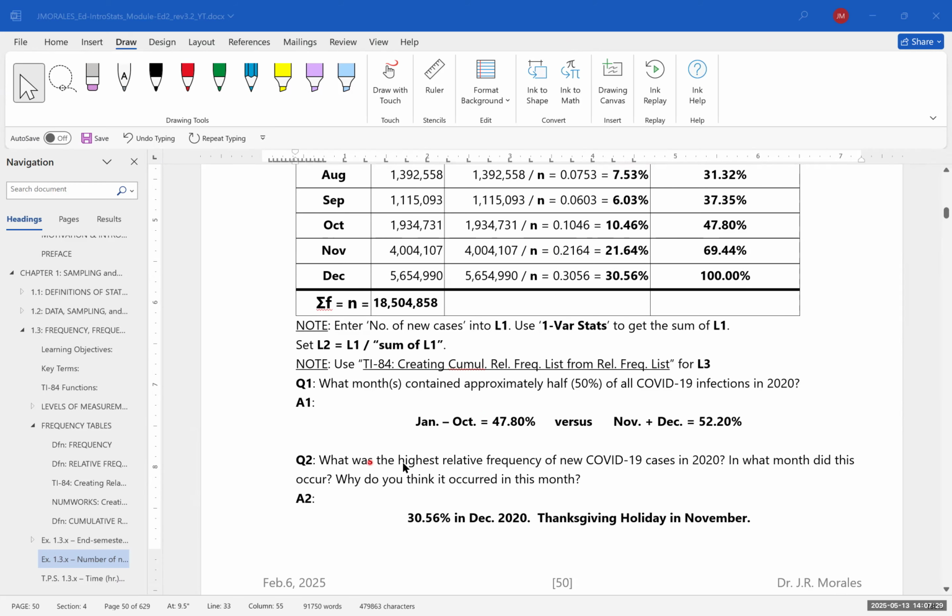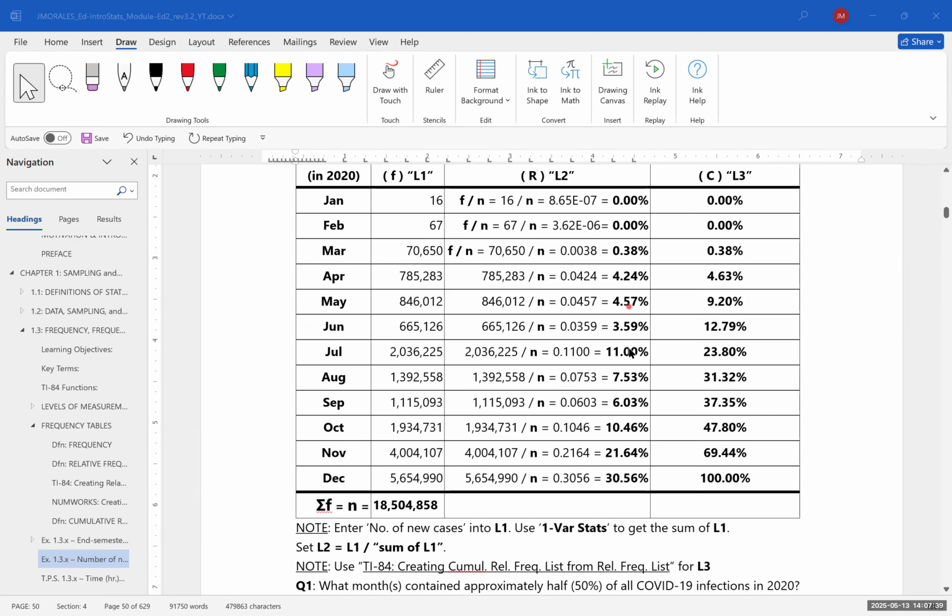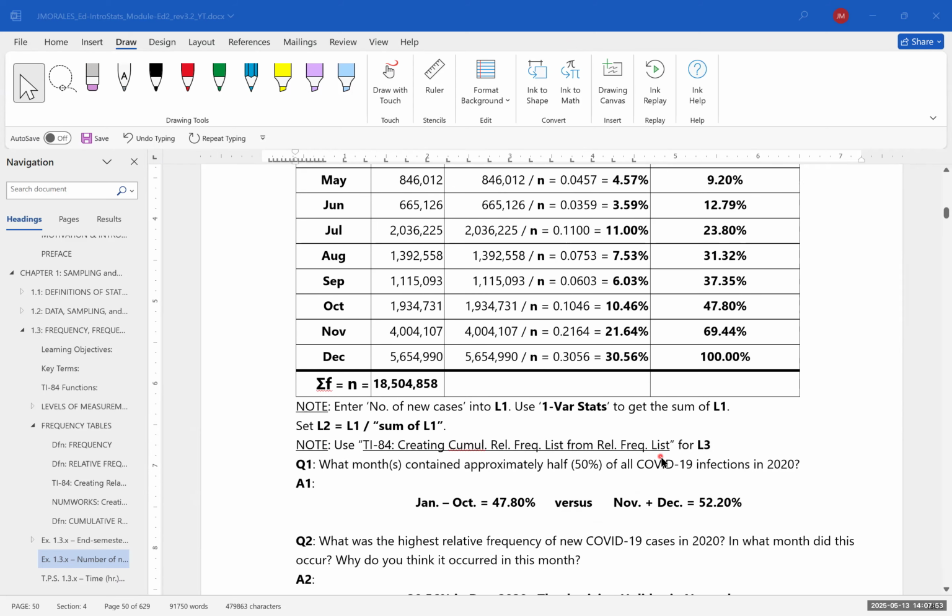Okay, what was the highest relative frequency of new COVID-19 cases in 2020, and in what month did that occur? So the highest relative frequency was here in December, and that was 30.56. So in 1 month, approximately a third of all new COVID cases occurred in the month of December.